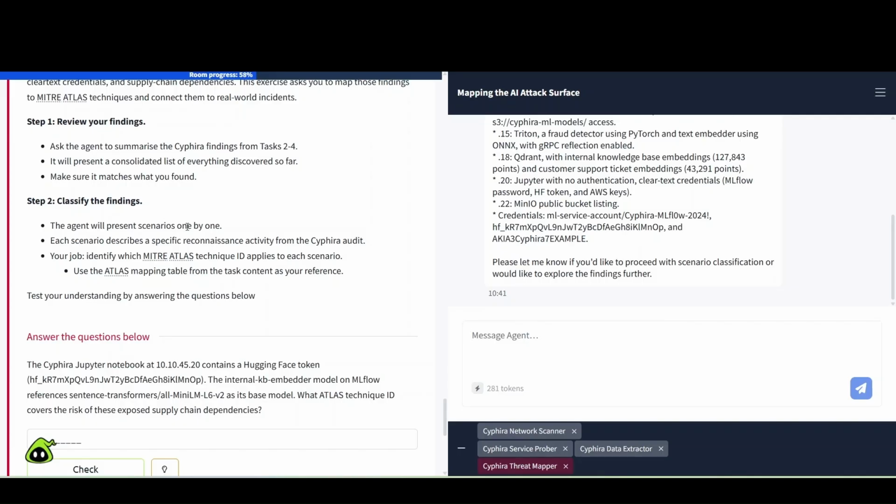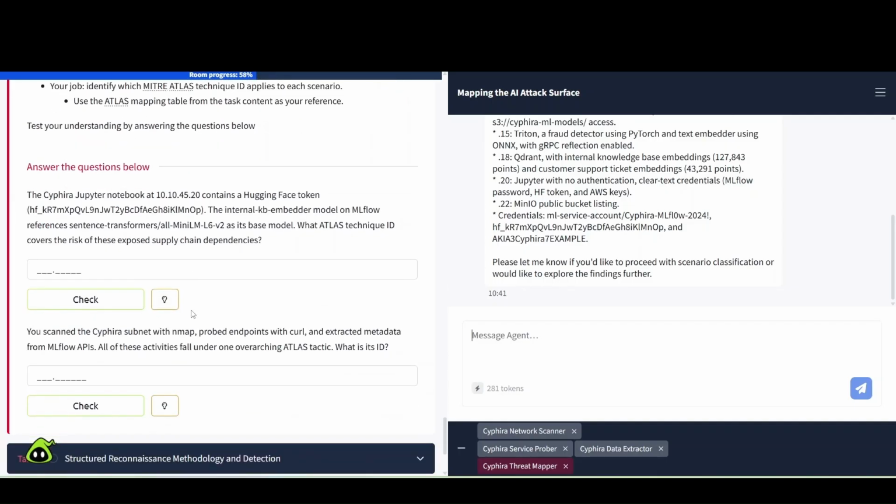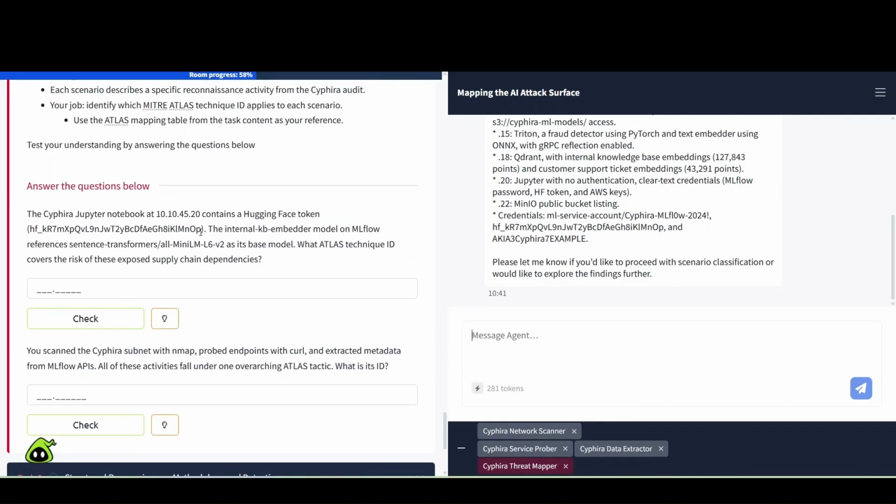Step number 2, classify the findings. The agent will present scenarios one by one. Each scenario describes a specific reconnaissance activity from Saphira's audit. Your job is to identify which MITRE Atlas technique ID applies to each scenario. Use the Atlas mapping table from the task content as your reference. Test your understanding by answering the questions below. I have a couple of questions here. Y'all know what to do. Go ahead and pause the video and come back once you're done, and then we will proceed forward.